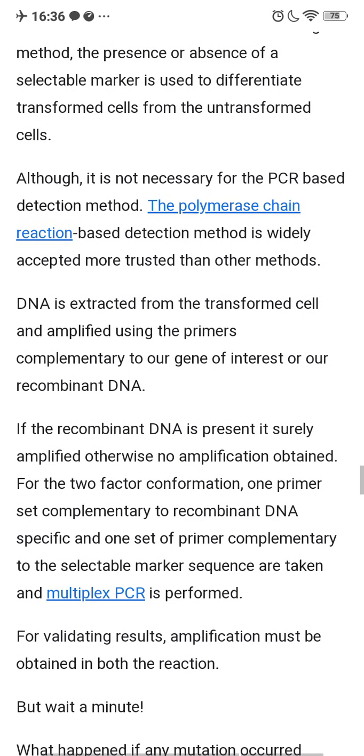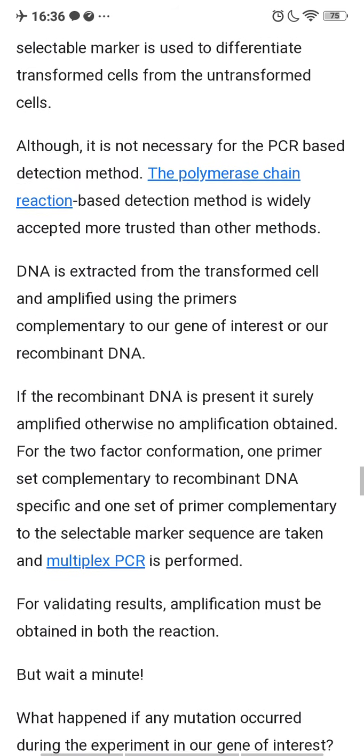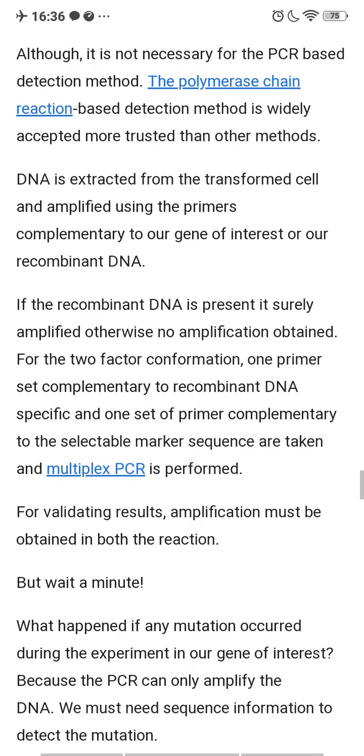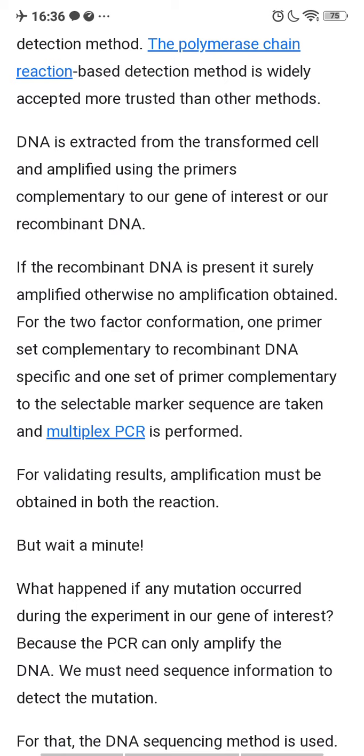DNA is extracted from the transformed cells and amplified using primers complementary to our gene of interest or our recombinant DNA. If the recombinant DNA is present, it is surely amplified, otherwise no amplification is obtained. For two-factor confirmation, one primer set complementary to the recombinant DNA specific sequence, and one set of primers complementary to the selectable marker sequence are taken and multiplex PCR is performed.